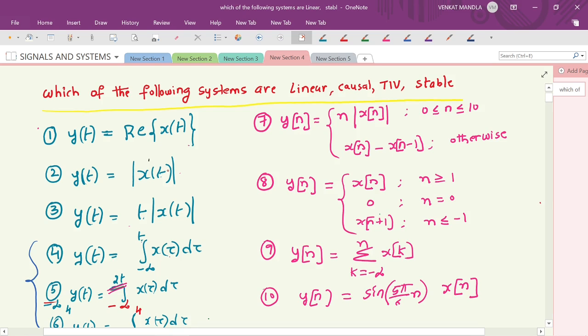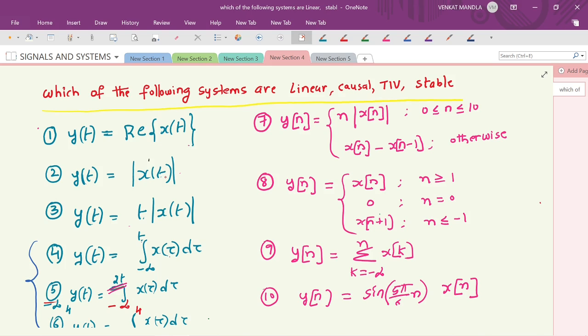You have to check x(t+3) or x(t+t0), any advancements in x(t) that you have to check. So here y(t) equal to mod x(t), y(0) is mod x(0), y(2) is mod x(2), y(-1) is mod x(-1). These are all the present output depending on present input only. So the system is causal.